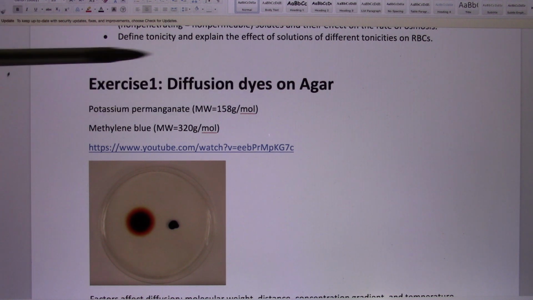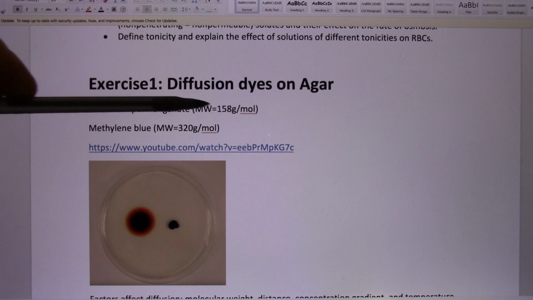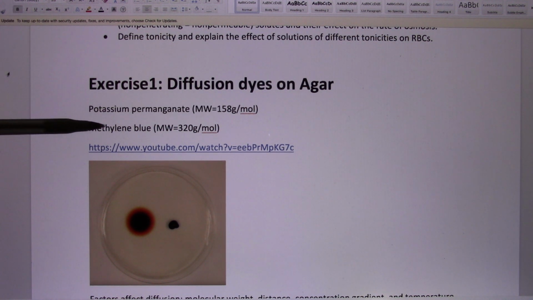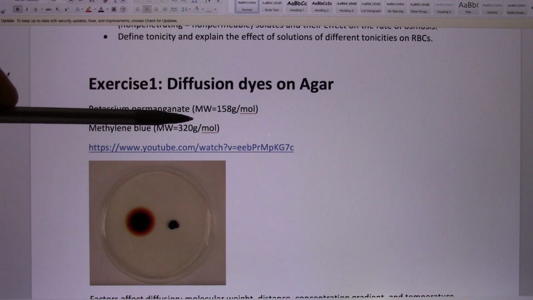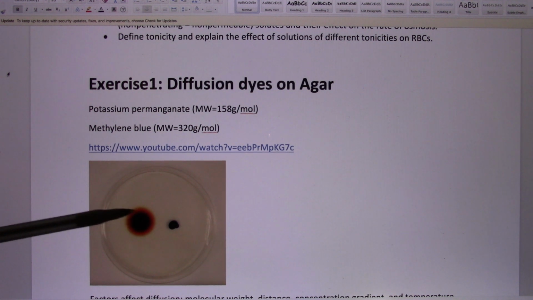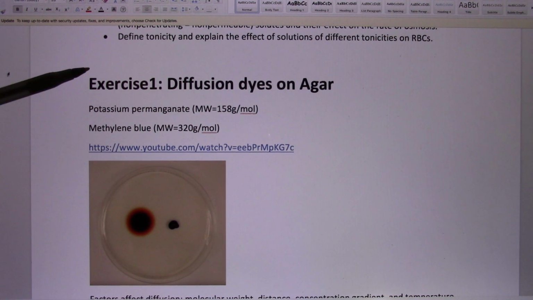So which one is going to run faster? Of course, the potassium permanganate, that's the smaller molecule. Molecular weight is only 158 grams per mole, compared with methylene blue, that's 320 grams per mole. So you watch them, and after 10 minutes, 20 minutes, 30 minutes, you're going to find the smaller molecular weight diffuses out more.